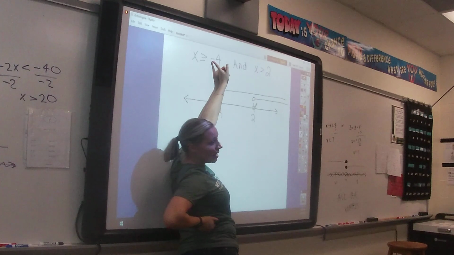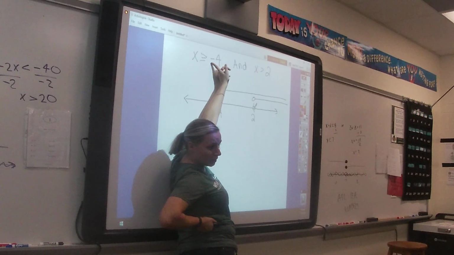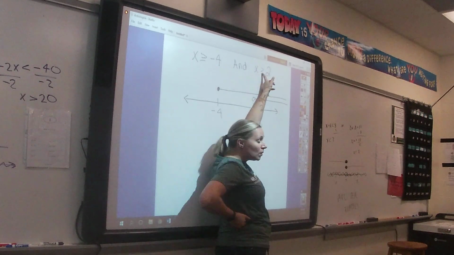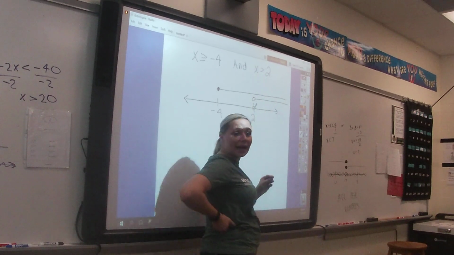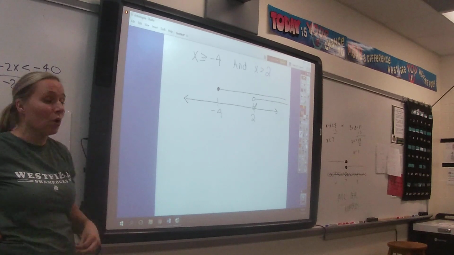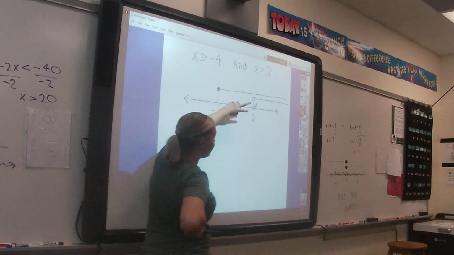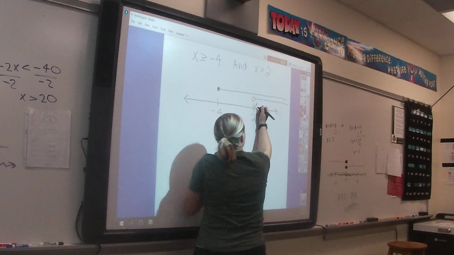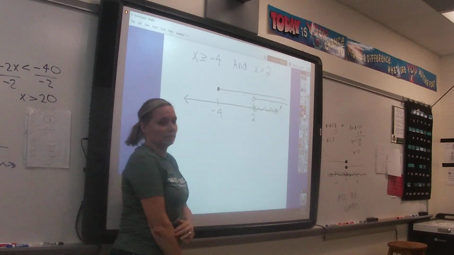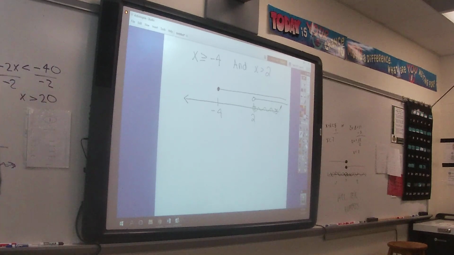Is 2 a solution that's greater than or equal to -4? Yes. Is 2 a solution that's greater than 2? No. So we cannot count it because 2 does not meet both. That's what this represents right here. I have a question. What if on the -4 that's open, and then the 2 is closed? Then you would use a closed circle, because then they would both include 2.